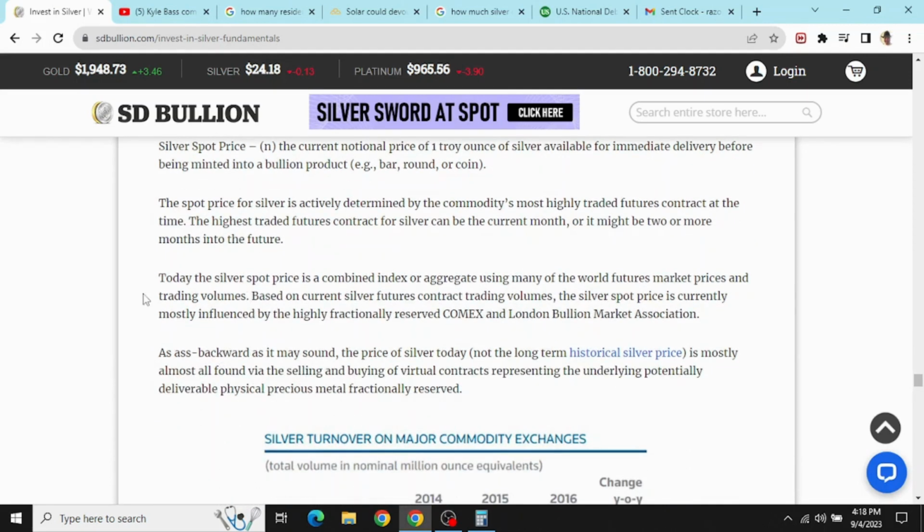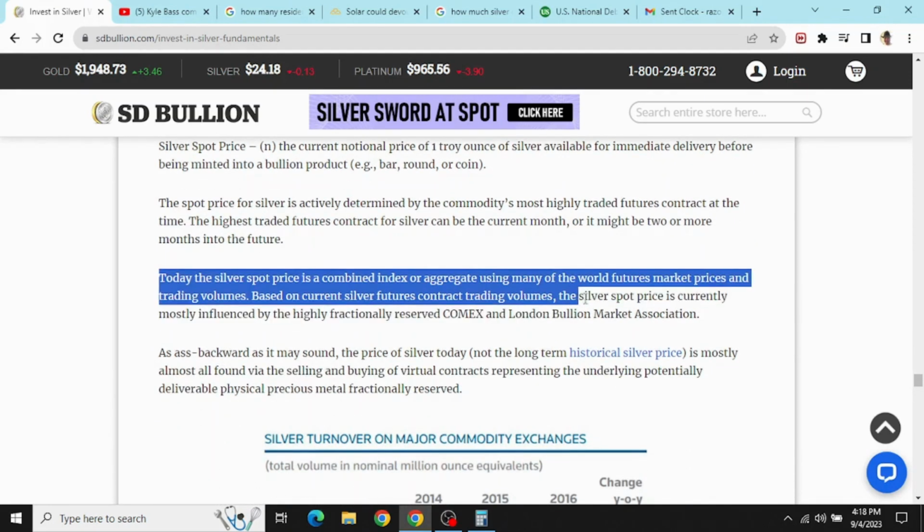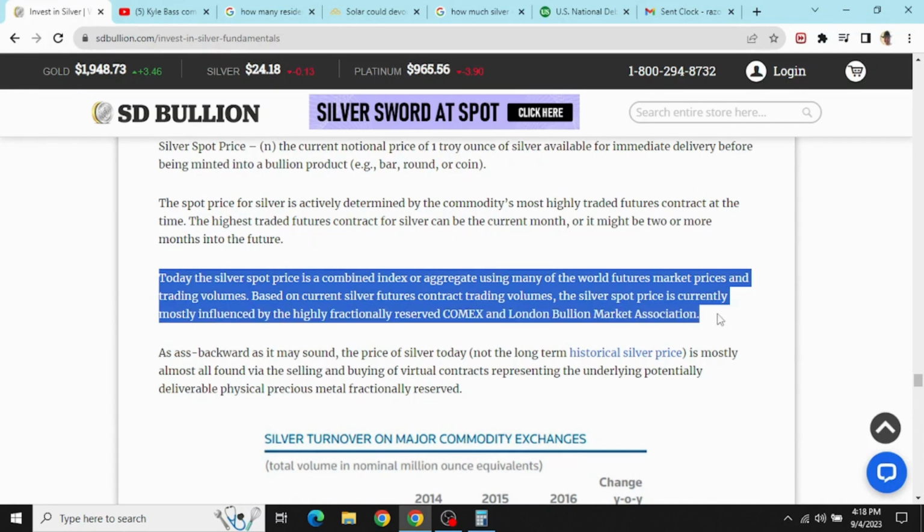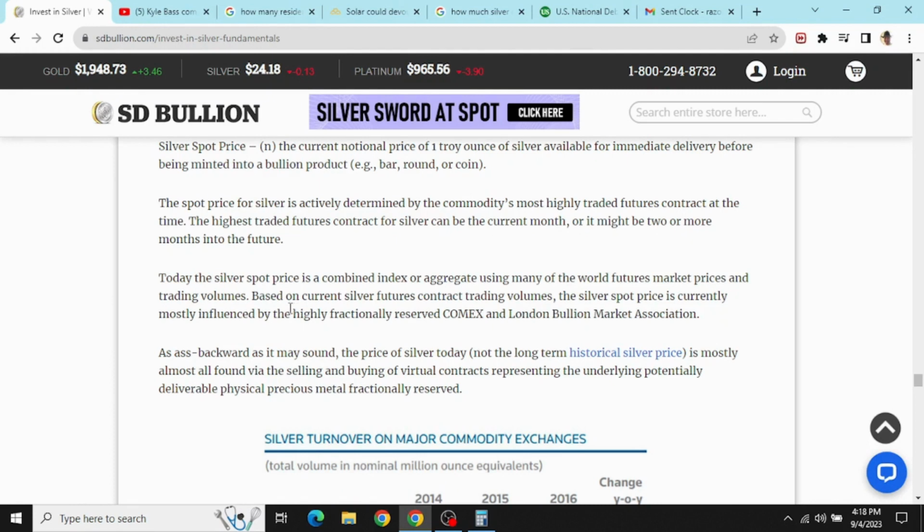It keeps on saying here, today's silver price is determined, indexed, or aggregated using many of the world's futures markets and trading volume. Based on current silver futures contract trading volumes, the silver spot price is currently most influenced by the highly fractional reserve COMEX and London Bullion Market Association, also known as the LBMA. So the key word here is highly fractional.